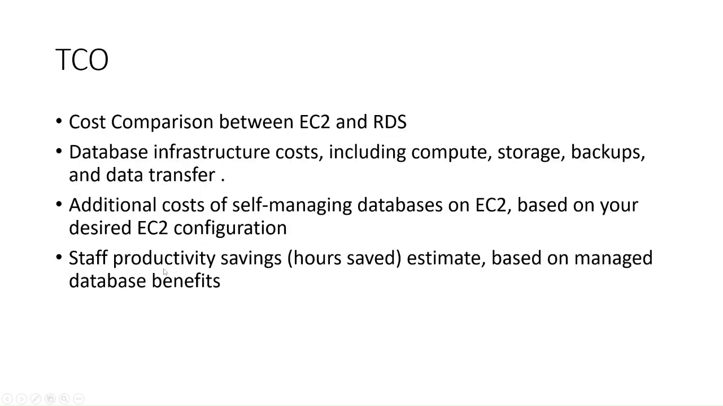TCO is your total cost of ownership. It's an Excel sheet that sits in your directory. It gives you the cost comparison between EC2 and RDS, as well as the database infrastructure cost, including compute, storage, backup, transfer, and data transfer. It also includes additional costs for self-managing a database on EC2, for example staff productivity and saved hours. It captures all that and calculates it into the cost.